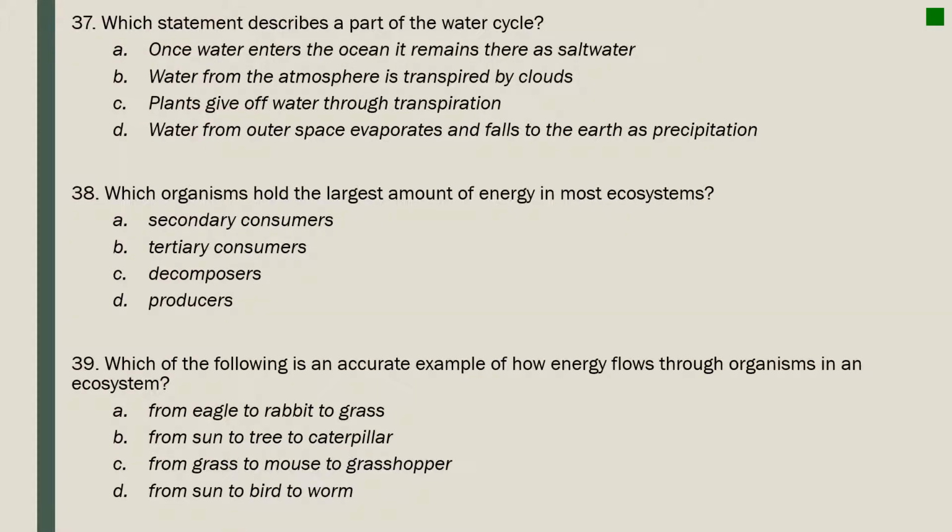37. Which statement describes a part of the water cycle? A. Once water enters the ocean, it remains there as salt water. B. Water from the atmosphere is transpired by clouds. C. Plants give off water through transpiration. D. Water from outer space evaporates and falls to the earth as precipitation.